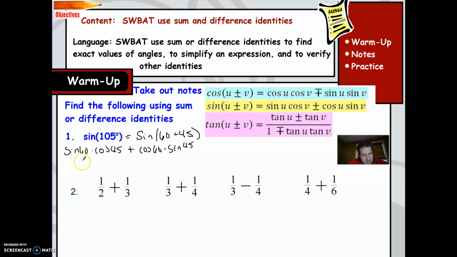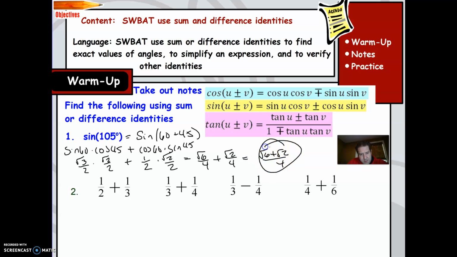All right, so sine of 60 is square root of 3 over 2. And cosine of 45 is square root of 2 over 2. And then add that to cosine of 60, which is 1/2, times sine of 45, which is square root of 2 over 2. So this becomes square root of 6 over 4. And this becomes square root of 2 over 4. Then add those together, you get square root of 6 plus square root of 2 over 4 is your solution.